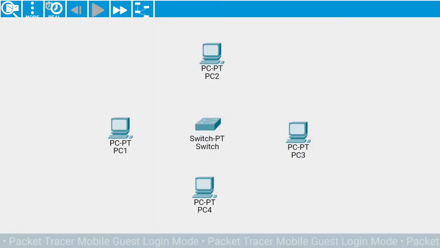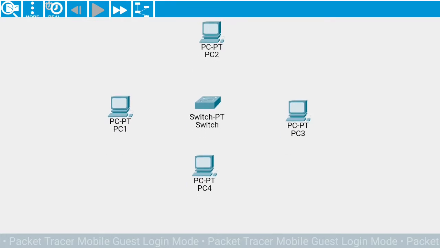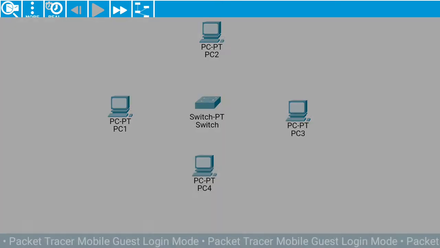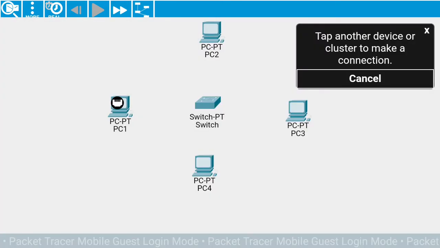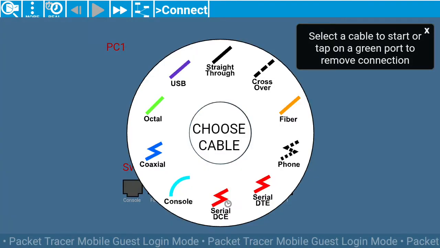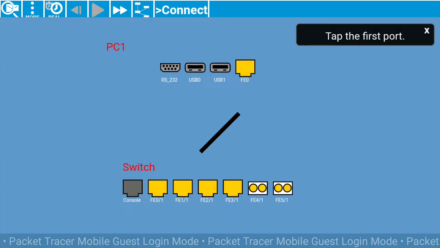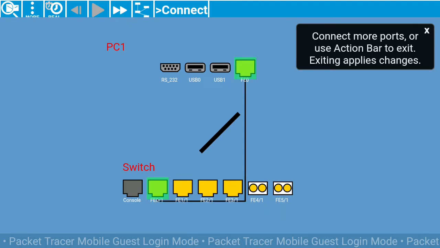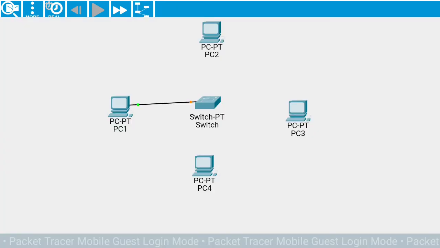As you know, to connect two different types of devices, we always use a straight through cable. So click upon the PC, then click upon connect, then click upon the switch, then choose the straight through cable, then click upon the FE0/1 port, then FE0. Okay, then click upon the scenario icon. It connects to the switch.